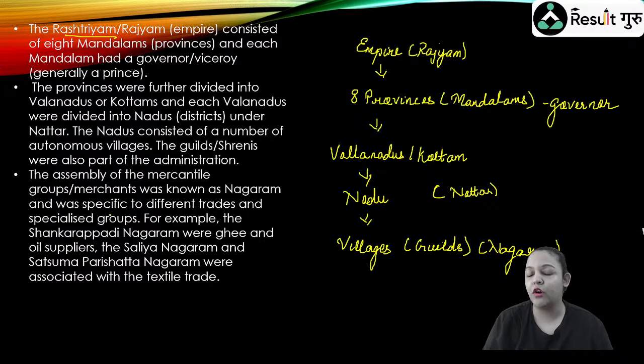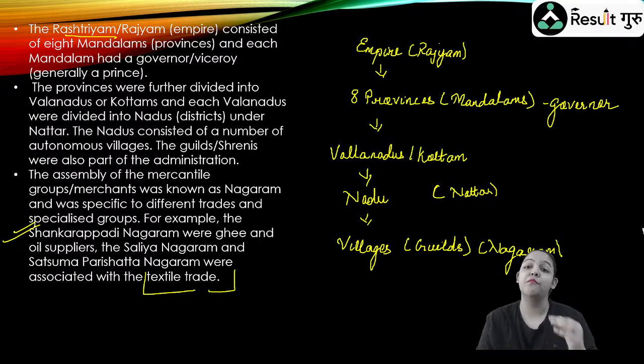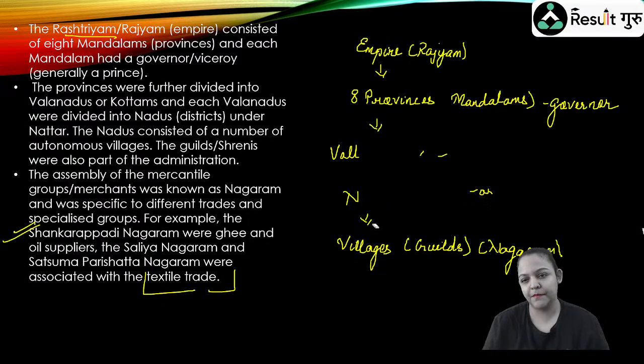For example, they could be cotton merchants, silk merchants, ivory, like that. Fine. For example, the Shankarapaddi Nagaram was ghee, oil and suppliers. The Salia Nagaram and the Sastuma Parishata Nagaram were associated with textile trade. Alright, so remember these examples. Fine. So this is a flowchart that I have drawn for you. Now I'm going to simplify it more by making a visual representation of this. Okay, let me draw again for you. Let me erase this. And I will again draw for you.